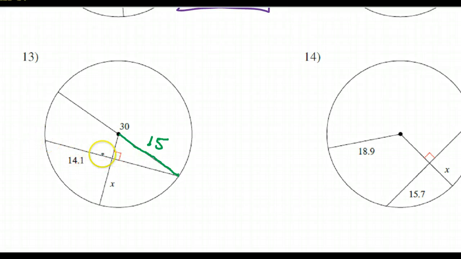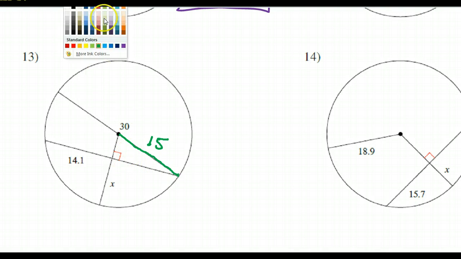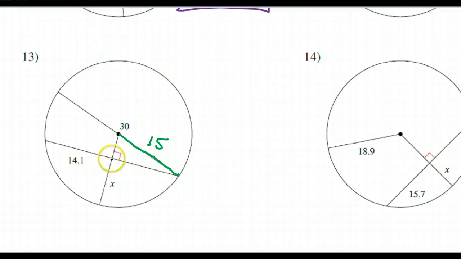14.1. If this is a perpendicular bisector, then that means this is going to be 14.1 over here as well. So I could just bring the 14.1 over here if I wanted to, or I could have put my radius over there if I wanted to. Either way. And again, I will find this third side of the triangle, and I will call it y once again. So here we go again.